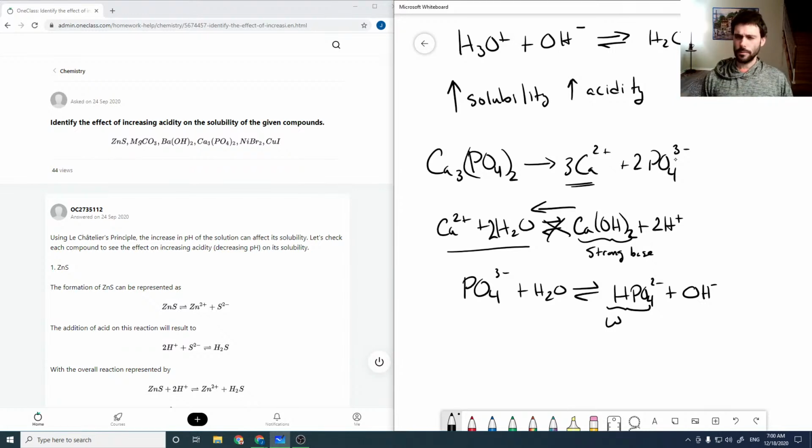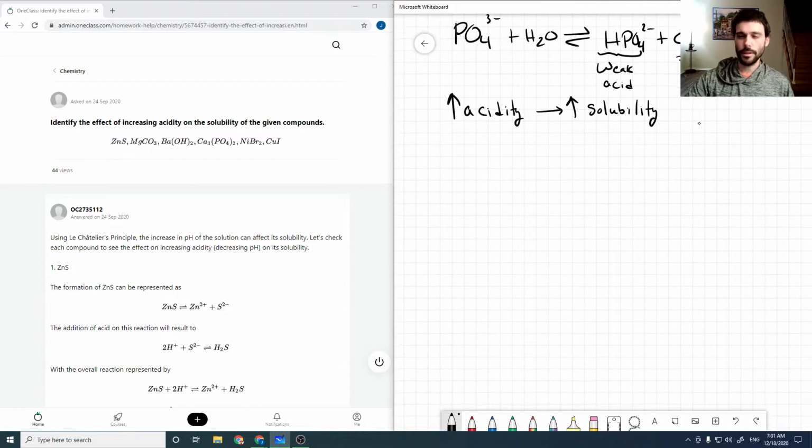Which is a weak acid. And so we're going to get OH minus in solution, so this is a basic salt. And so increasing acidity will lead to increased solubility. Okay, so at this point, it's appearing like increasing acidity just always increases solubility.